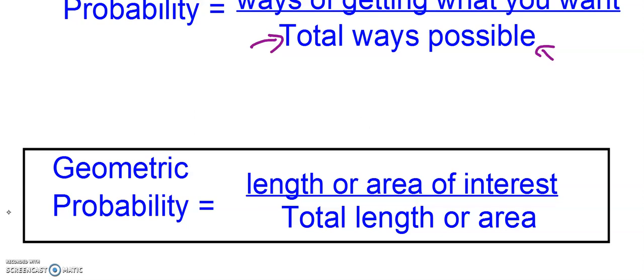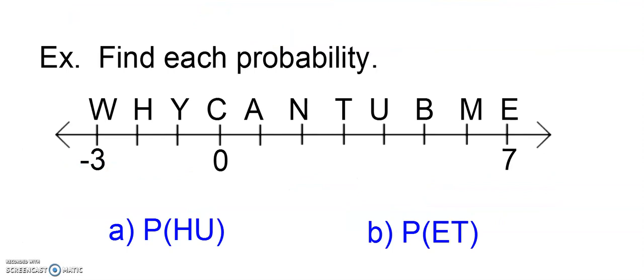Now, in this course, what we're going to be interested in is something called geometric probability. And geometric probability will be a fraction, where in this case, we're going to take a look at the length or the area that I'm interested in and divide that by the total length or area to get my probability.